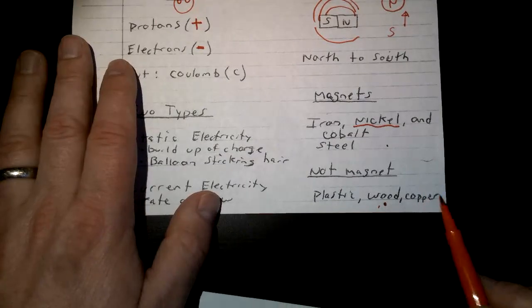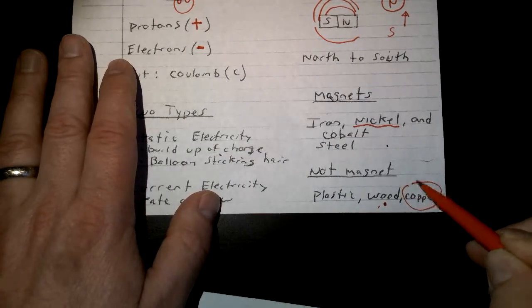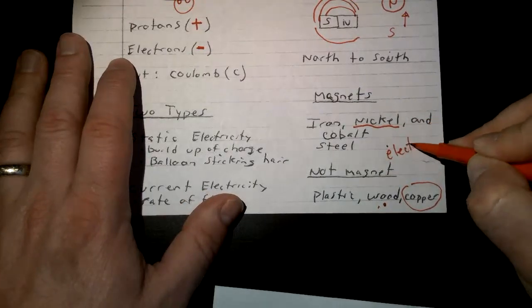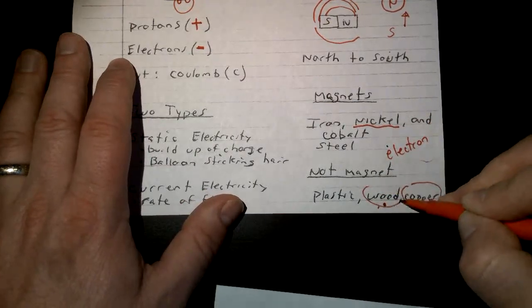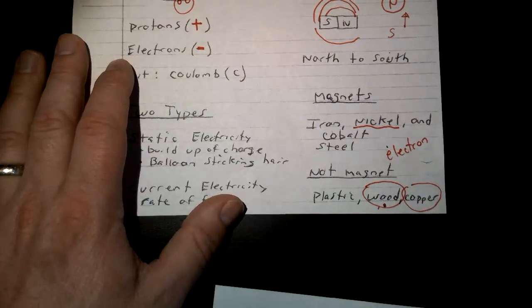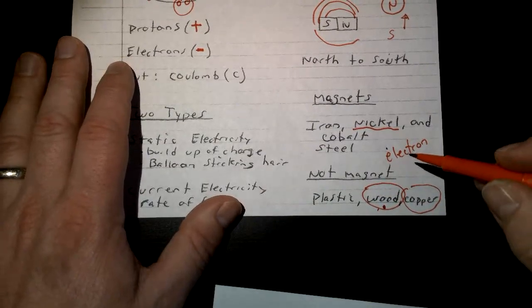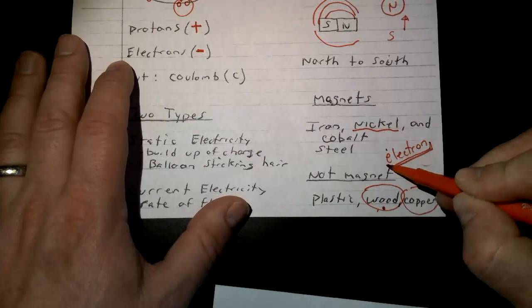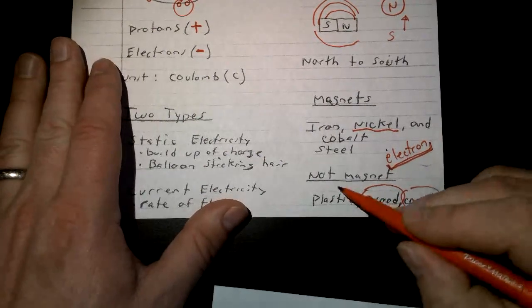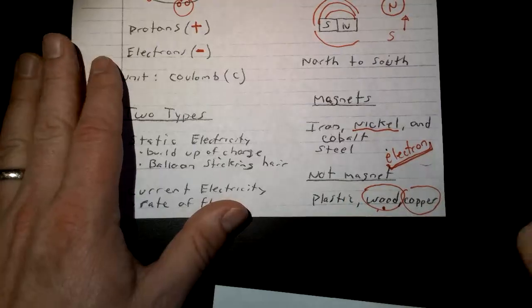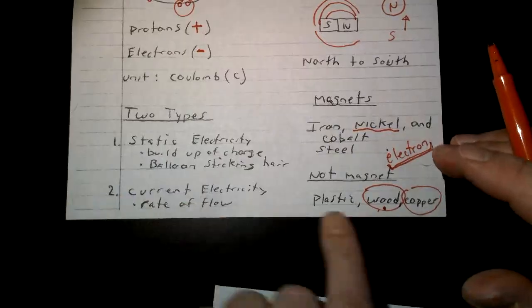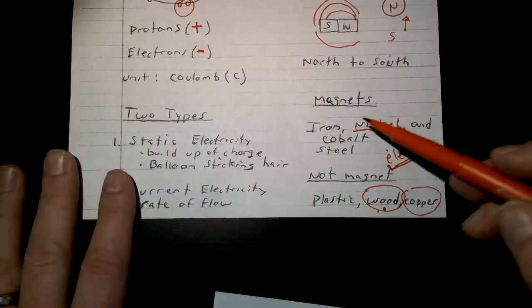Now you might think, oh my God, really? What, copper? Really? You have to understand the electrons. It's all about the electrons. And wood, remember, is a different type of material. Wood does not have an easy flow of electrons, and plastic doesn't either because of the different molecule structure of the bonds. It's very dependent upon that.